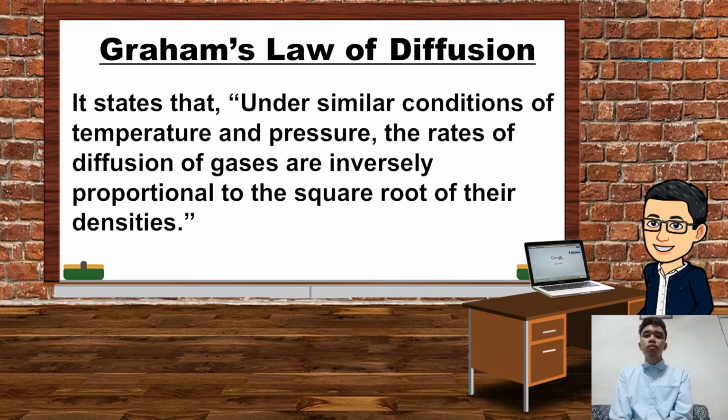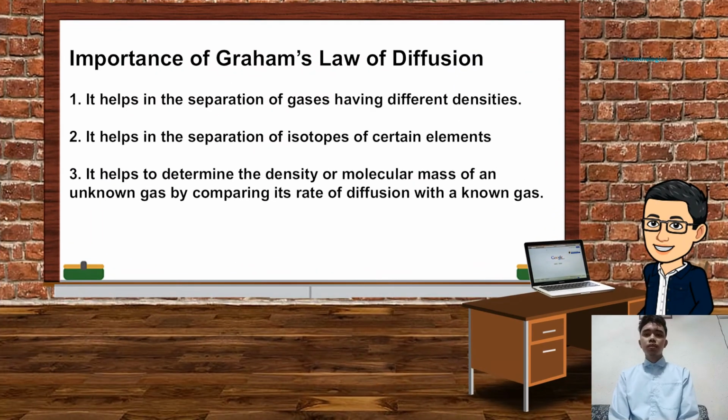Graham's law of diffusion states that under similar conditions of temperature and pressure, the rates of diffusion of gases are inversely proportional to the square root of their densities. Graham's law of diffusion is important in the separation of gases having different densities, the separation of isotopes of certain elements, and to determine the density or the molecular mass of an unknown gas by comparing its rate of diffusion with a known gas.